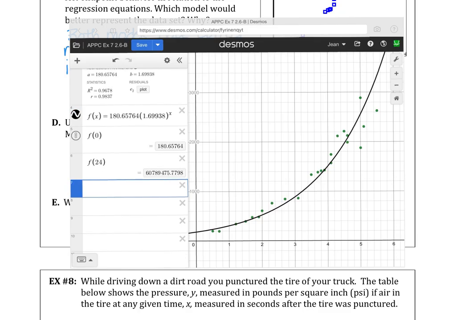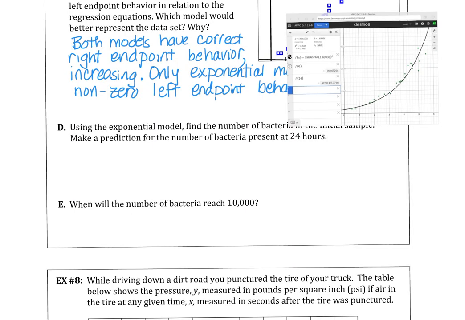You see the f of 0 is 180.657, and then the f of 24 is, ooh, that's a lot. 60,789,462 bacteria. So let's record that on our notes.